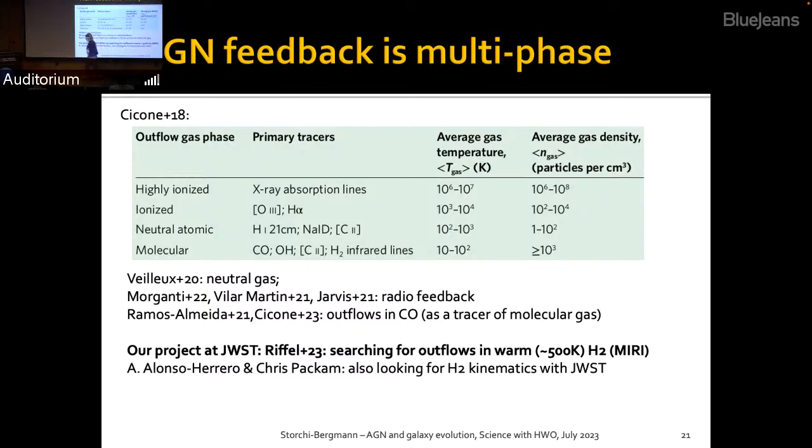So what happens with the molecular gas is we can observe the cold molecular gas with ALMA, but the outflows are obtained in CO. So CO is a tracer of the molecular gas H2. In this project, we are going to be able to see the proper molecule in the warm molecular gas, H2, directly.